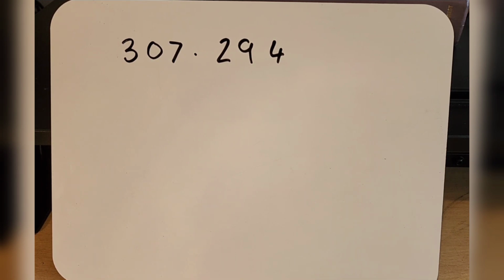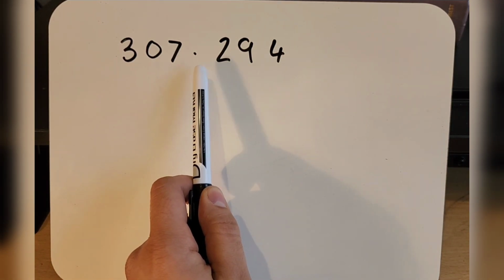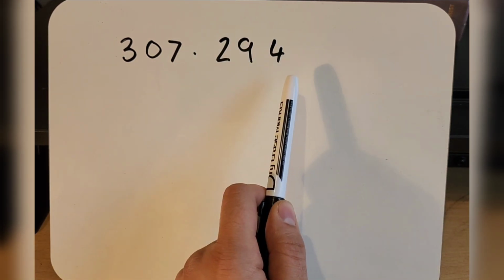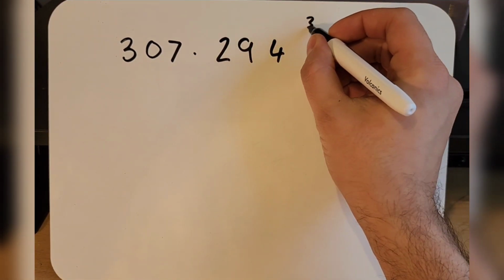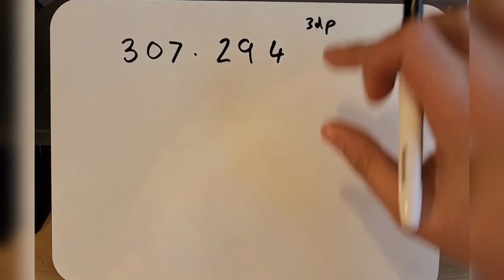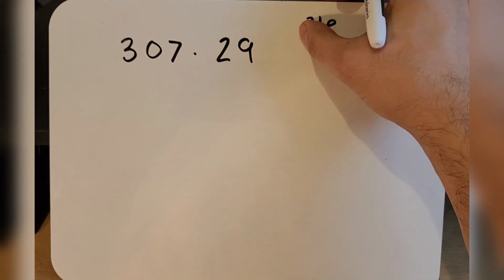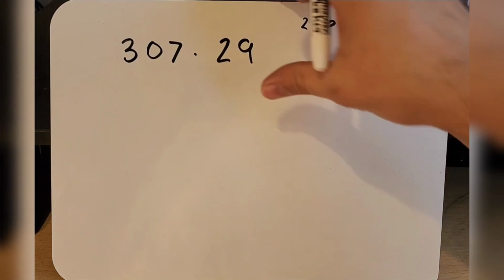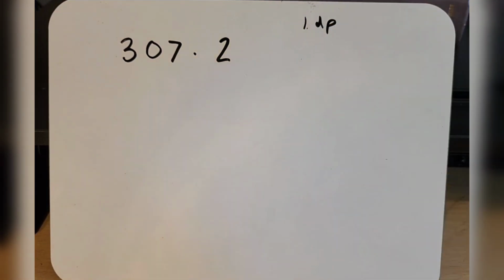Let's have a look at this number here, 307.294. Quite simply, anything that's after this decimal point tells us a decimal place. So how many numbers are after the decimal point? 1, 2, 3. So this number has 3 decimal places. Well, what about if I went ahead and did this? Now this number has not 3 but 2 decimal places. And what about if I went ahead and did this? This number has 1 decimal place.